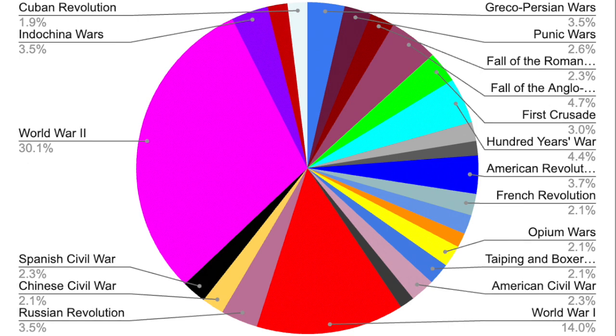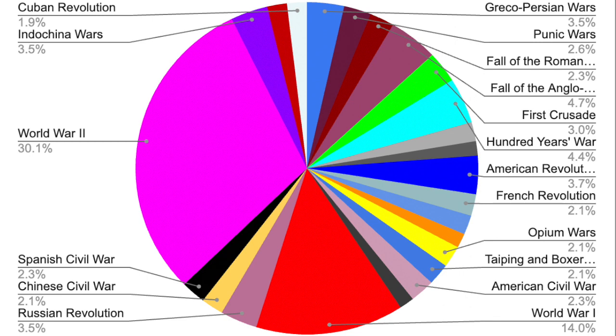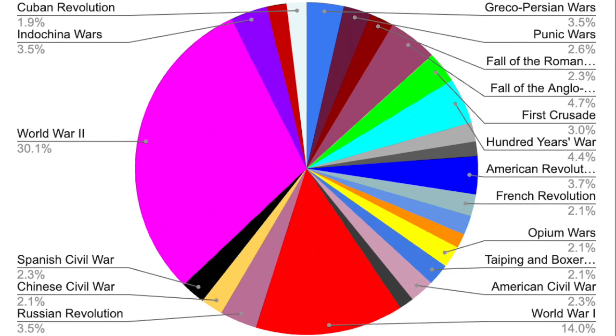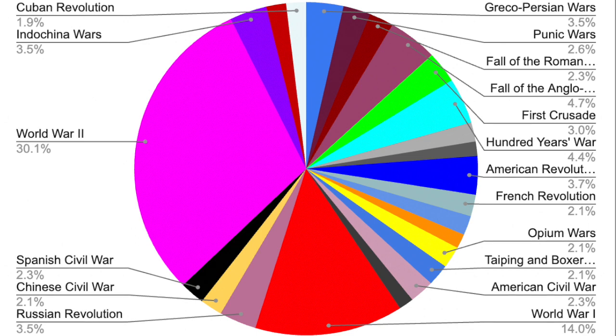But okay, after World War II and World War I, what are the most popular wars? Now, of course, keep in mind these are not all necessarily individual wars. These can be several wars that are related. But I actually found that the fall of the Anglo-Saxons was the next most popular topic. The amount of videos on 1066 was pretty surprising to me, but at the same time, it's a pivotal moment in history, so it kind of makes sense. So that was 4.7% with the fall of the Anglo-Saxons, which, by the way, really just is 1066.